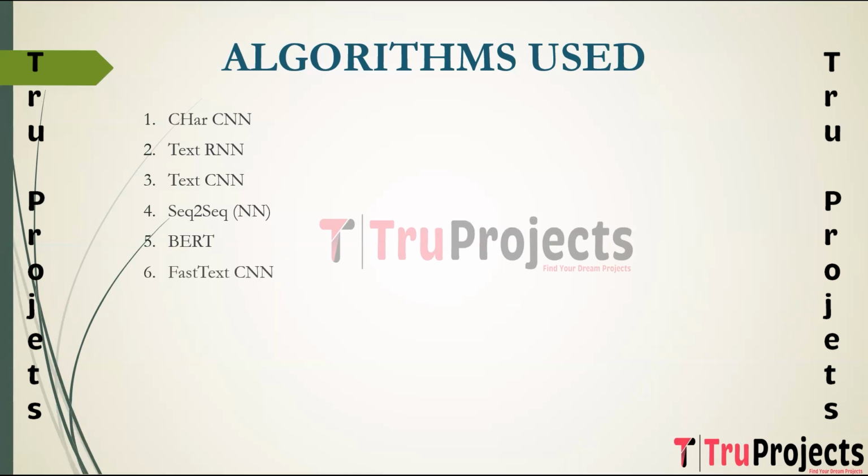The last algorithm is FastText CNN. FastText is an embedding technique that represents words as vectors. Combining FastText with CNN allows capturing complex hierarchical features in the text data through convolutional layers. It is beneficial for its ability to represent words as vectors and capture hierarchical features, contributing to the overall understanding of the sentiment patterns in the given text data.